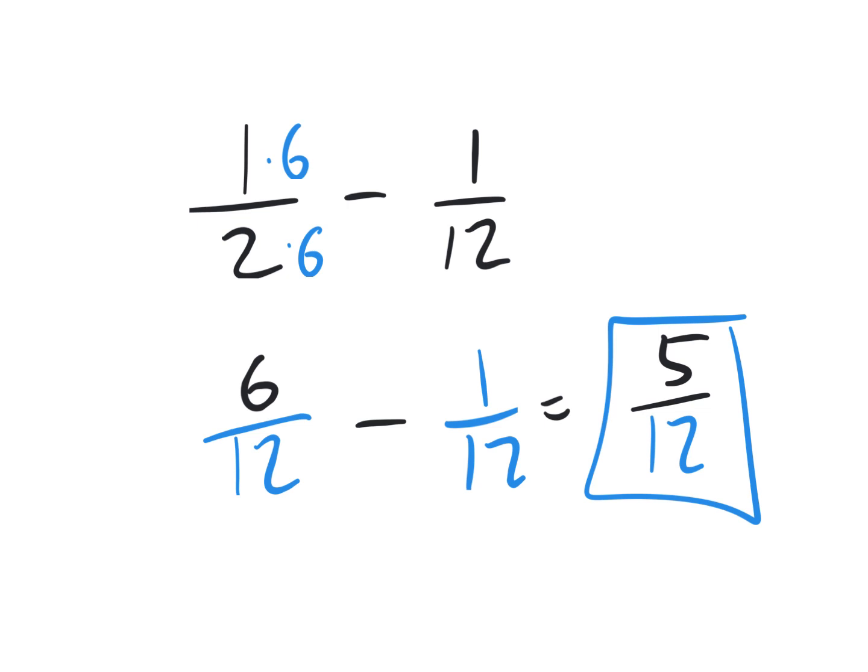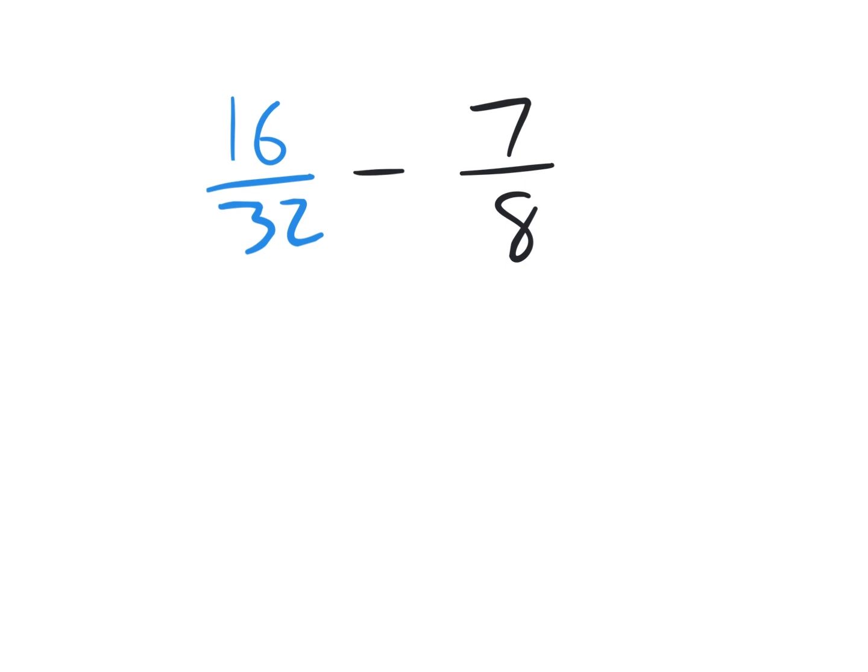No? Okay, we're going to do one anyway. Let's try another. Give me any fraction you want. 16 over 32. Okay. 16 over 32. And I'm going to say take away, how about 7 over 8? There's a good one.